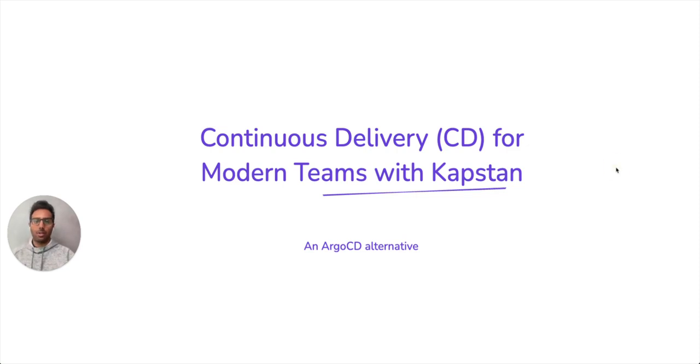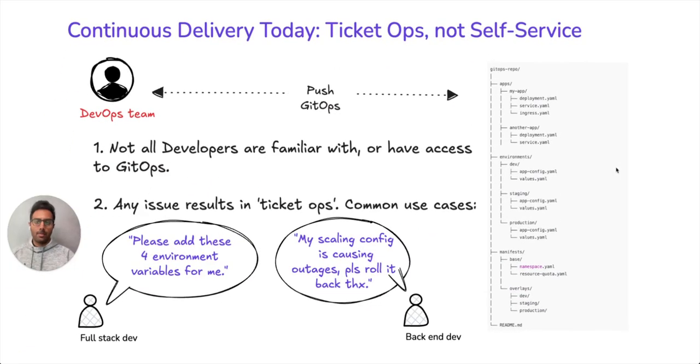ArgoCD is great, but from a developer self-service point of view, there are three major drawbacks. The first is the lack of developer self-service. When developers want to make any changes to their microservice, they still need to deal with Helm charts or raw YAML definitions. Typically, they either don't know how to do this or don't have access to the GitOps repo, and so they have to coordinate and send a ticket over to the DevOps team.